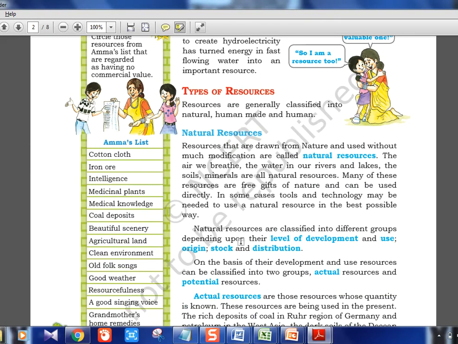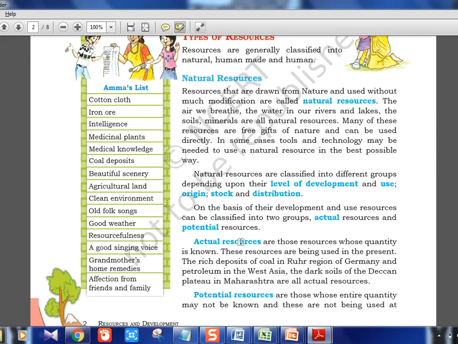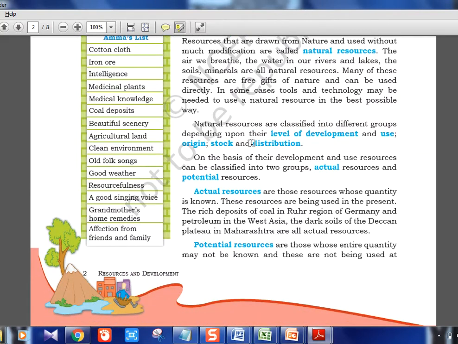So we'll see types: natural, human, and human made. Okay, we'll see three types: natural, human, and human made. So natural resource, you know, whatever is available in nature, like minerals or the rocks or whatever you get from nature, the water sources and all. So that is natural resources.